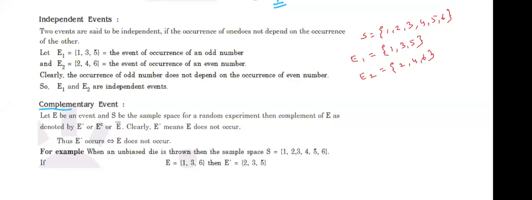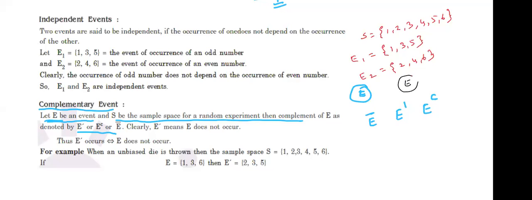Now, the next definition, complementary event. Let E be an event and S be the sample space for a random experiment. Then the complement of E is denoted by E bar, E dash, or E power C. E be the event, then E complement is denoted like this. Then what is E complement? E complement occurs when E does not occur.